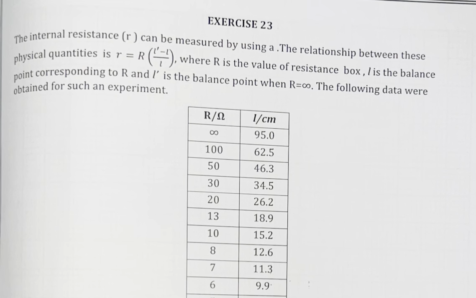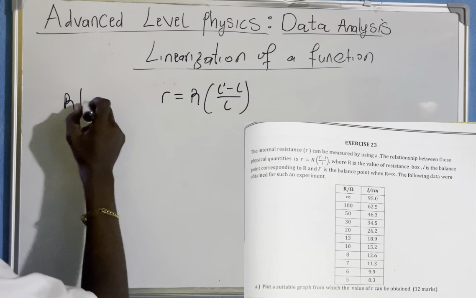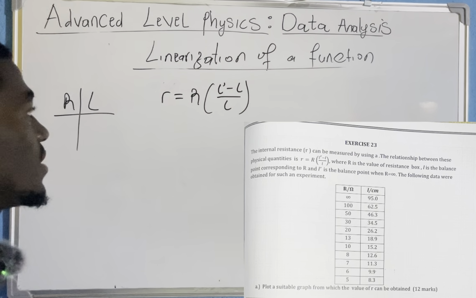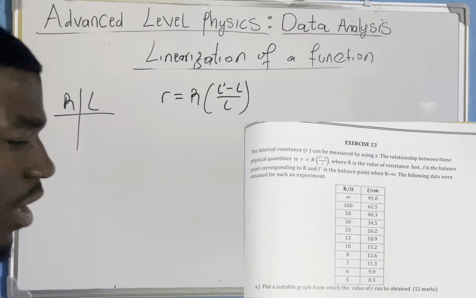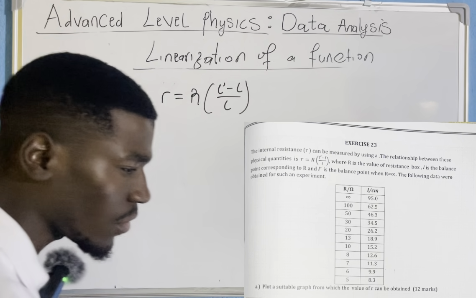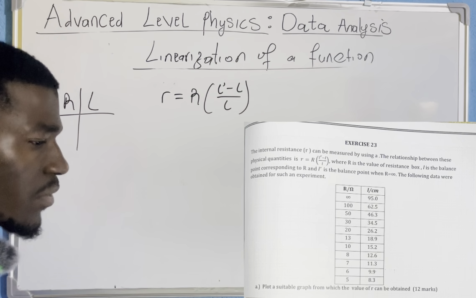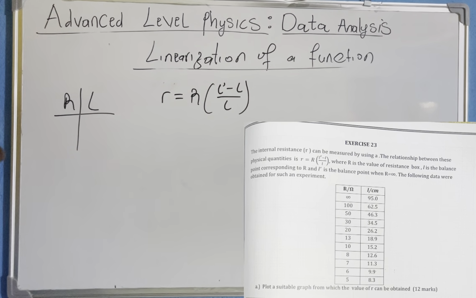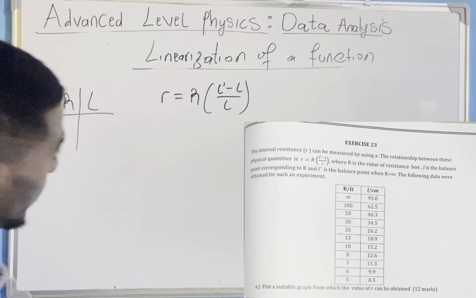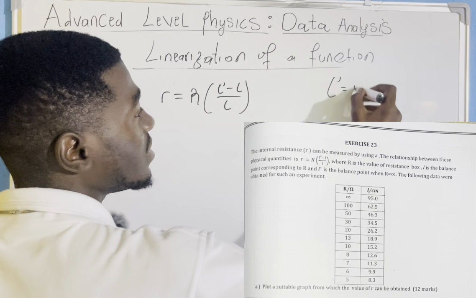Now, I should first of all identify my two variables. Here my two variables are R and L. Those are my two variables. It means I should have a graph of R against L. Now, let us see, are we having known constants? We are having L is the balance point corresponding to R, and L prime is the balance point when R is at infinity. It means that L prime here is a known constant.